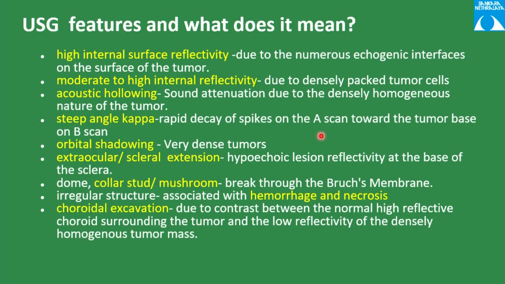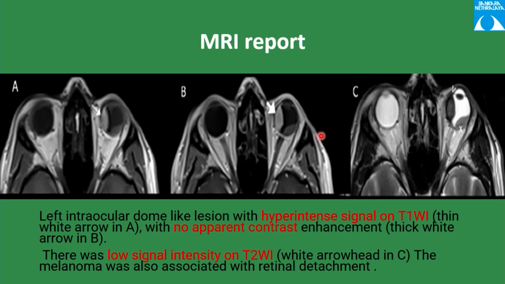Orbital shadowing. Extraocular or scleral extension should always be noted for. And the collar stud or the mushroom, what we call, is due to the break through the Bruch's membrane. Also look for choroidal excavation. MRI report was done which showed a hyperintense signal on T1. There was no apparent contrast enhancement because the tumor cells do not take up any contrast. Whereas there was low signal intensity on T2 along with the retinal detachment, as you can see.